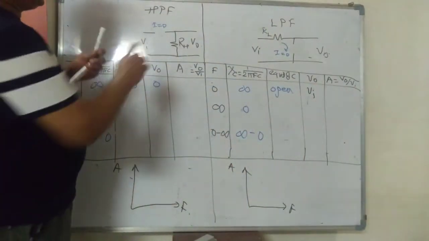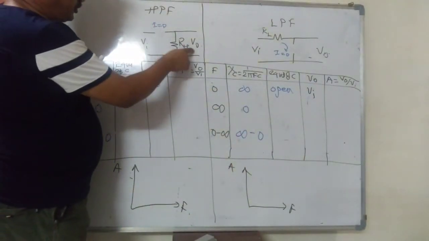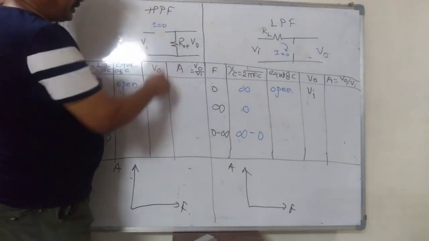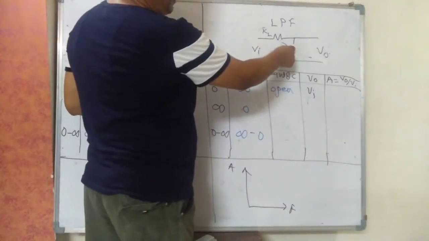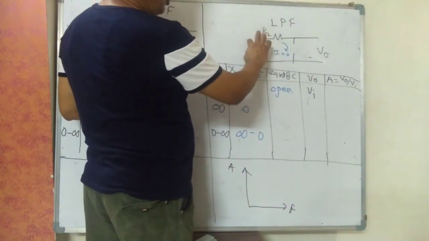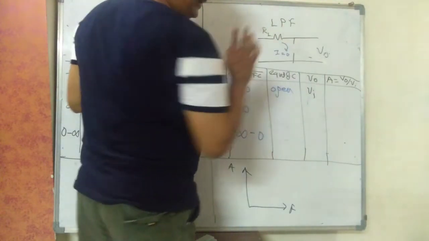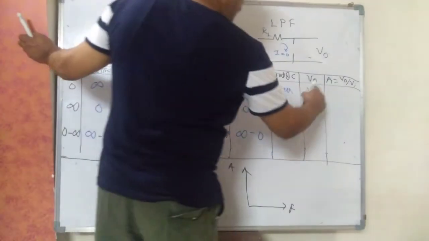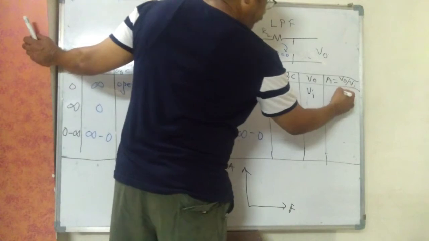See the difference. Here the capacitor is open, so output is 0, as current cannot flow through the resistor. Here the capacitor is open, but current into resistance, this voltage is 0, so whole input will be across the output here. So output 0, gain will be 0. Output VI, gain will be 1.